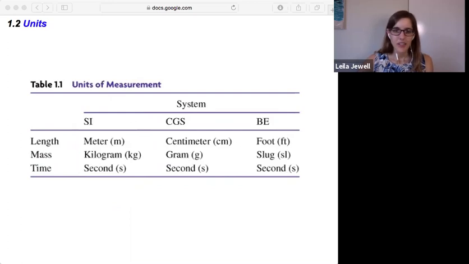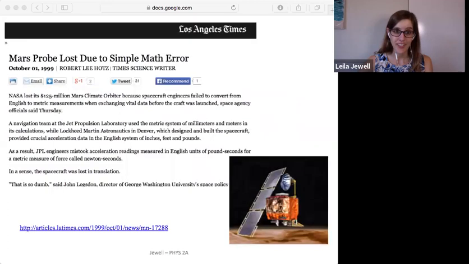Now, why do we care about units? I mean, there's all these weird names for them. What does it really matter? Can we just let them go? Well, it turns out not so much. And I have some examples to highlight that.